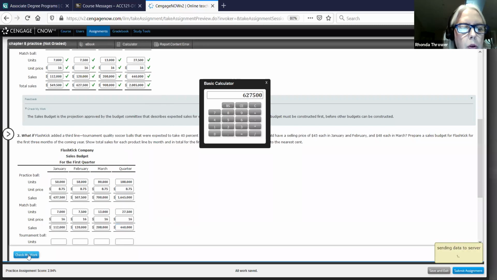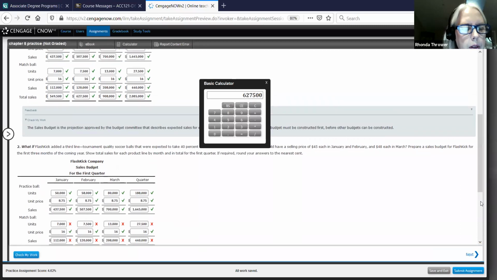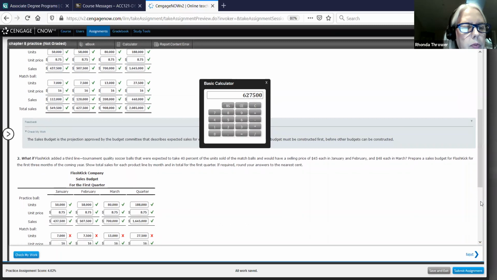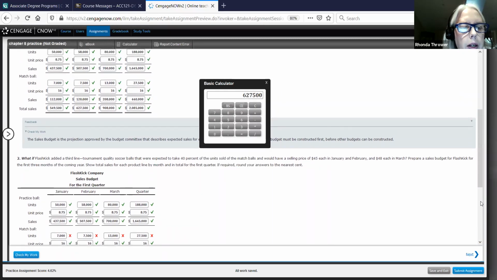I'm going to check my work just to make sure I didn't copy everything right. All right, for the match ball, 7,000 units. Oh, I know what I did wrong. All right, I got to read my directions. So I'm always cautioning you about reading your directions. So the teacher goofed here. So bear with me as we go back and we fix this.